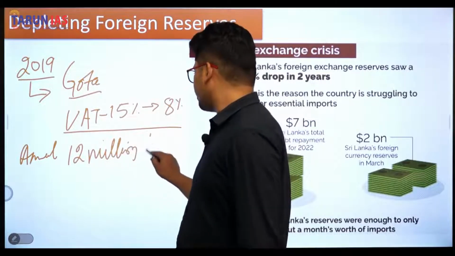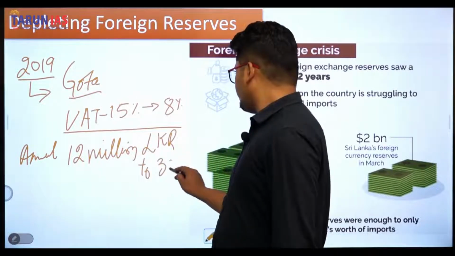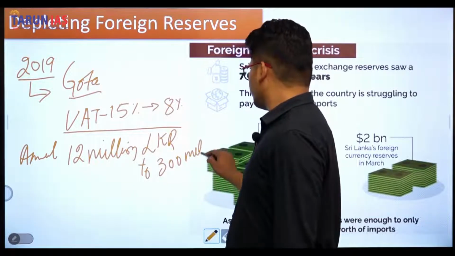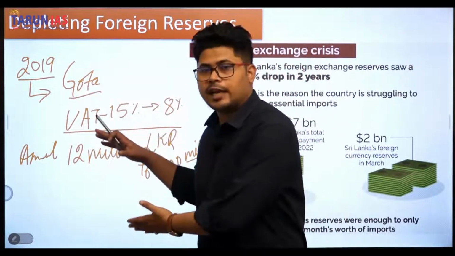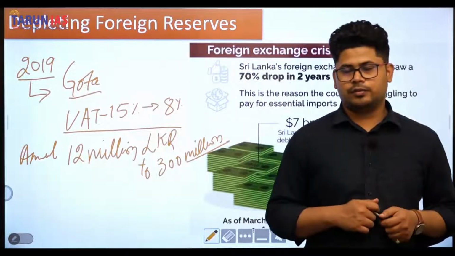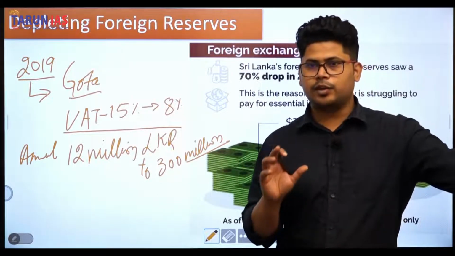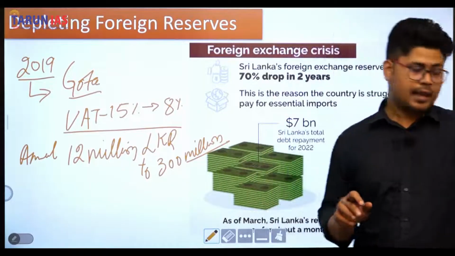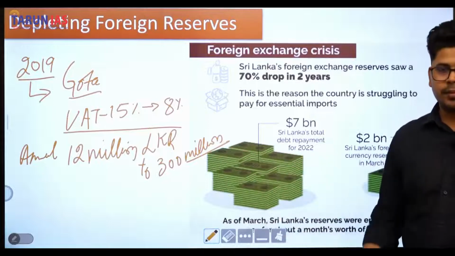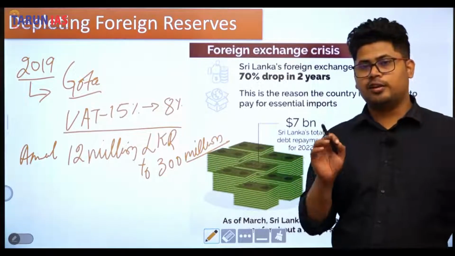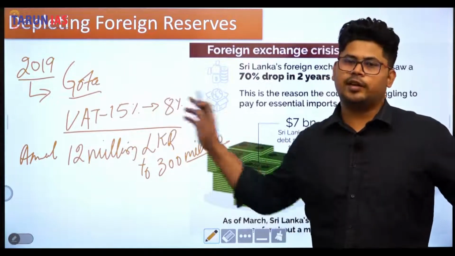to 300 million rupees. That means a large number of taxpayers will be given relief. Okay, but that will of course lead to a drop in revenue for the government as well. ठीक है, this limit means you will have to have at least 300 million Lankan rupees income per year to pay this value added tax.